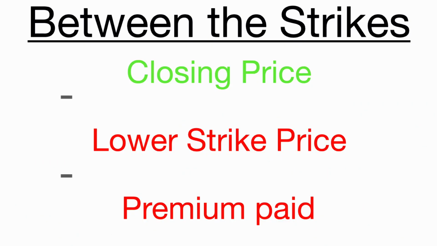And the third scenario is when we're between the two strikes. To figure out our profit or loss for this, we do the closing price minus the lower strike minus the premium we paid. So in our example, the closing price was $3,102 and the lower strike was $3,100. $3,102 minus $3,100 is 2.0. Subtract the premium that we paid, which is 1.0, and we earn 1.0 profit.